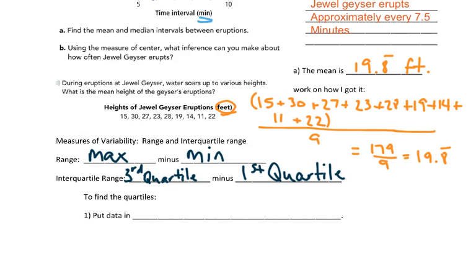So you should have learned this in 6th grade, but maybe you have forgotten or maybe you didn't learn it. So we're going to review how to find the quartiles. The first step to find the quartiles is to put the data in ascending order, and you'll see a theme there. We always want to put the data in ascending order, which means from least to greatest. Turn the page there.